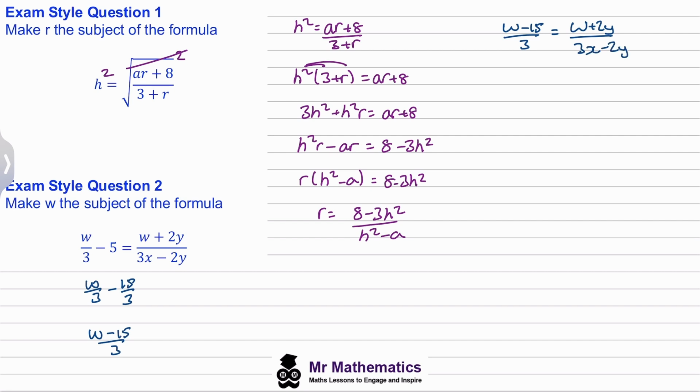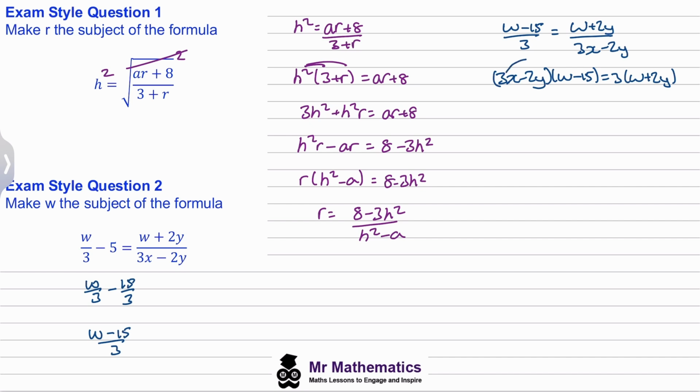Now we'll multiply both sides by the 3. That will move this over to here. And we'll multiply both sides by 3x minus 2y. And that will move this over to here. So we've got 3x minus 2y multiplied by w minus 15 will equal 3 times w plus 2y. And now we need to expand out these brackets and these two.